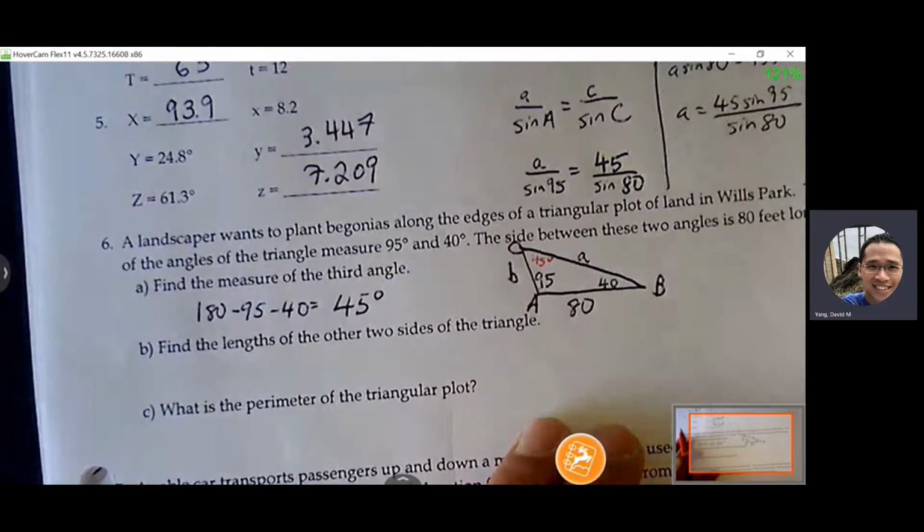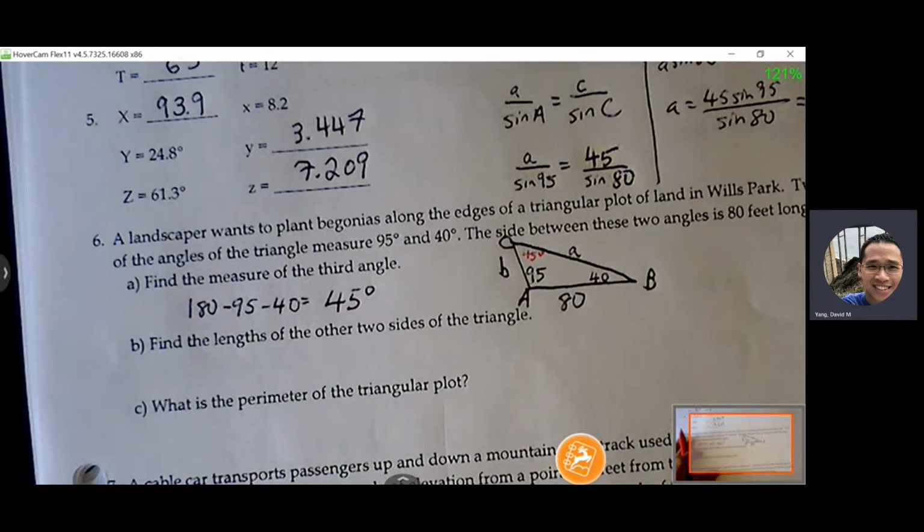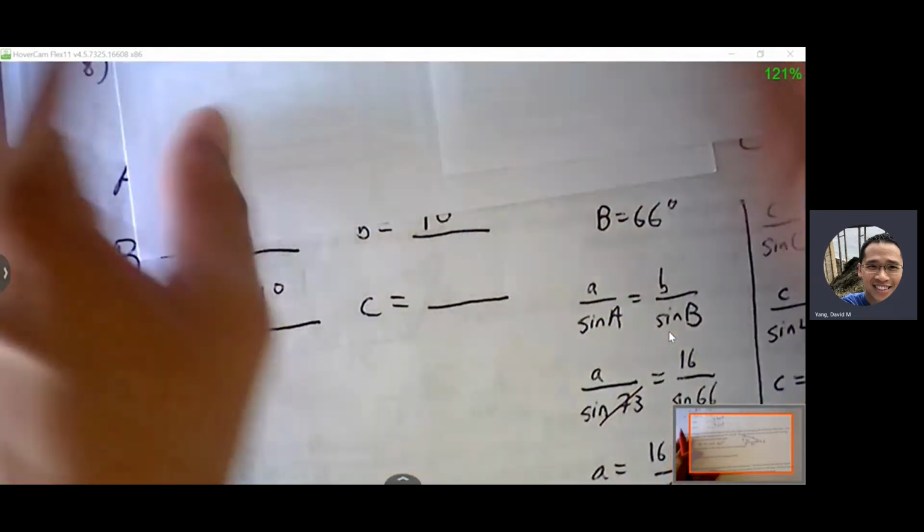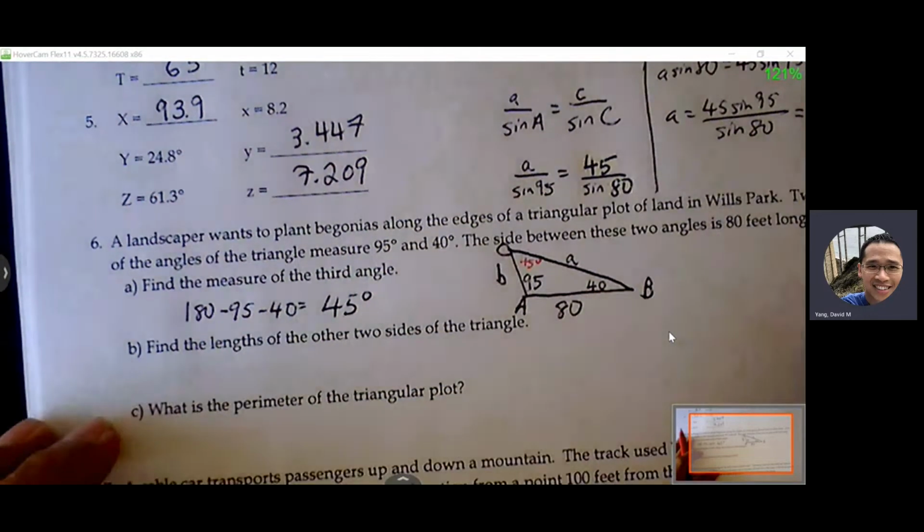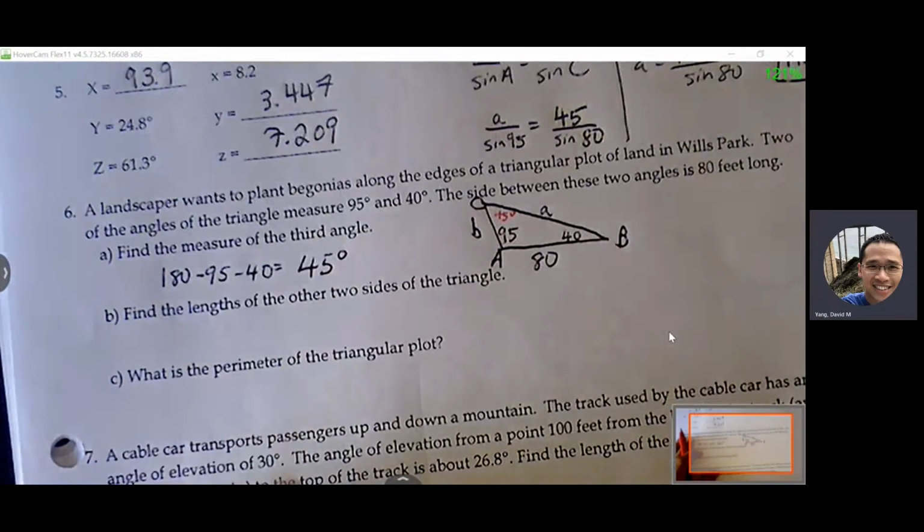I know, I can't see it. A still equals 40. See, I was right.